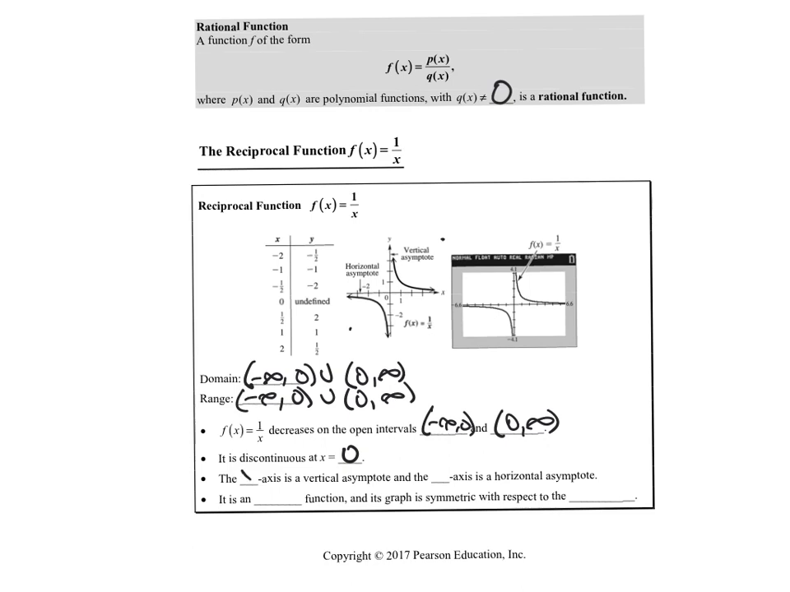The y-axis is a vertical asymptote, and the x-axis is a horizontal asymptote. It is an odd function, and its graph is symmetric with respect to the origin. Okay, an asymptote is an invisible line that the graph will get closer and closer to, but will never touch it.